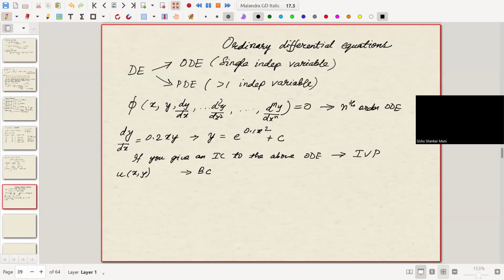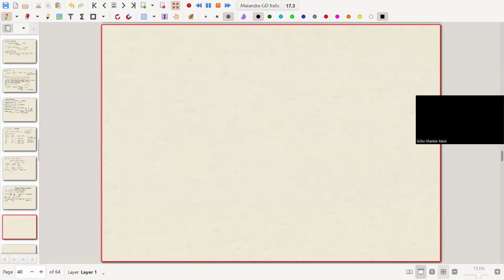Now if you see dy by dx equals 0.2 xy, it is just varying with respect to one variable. So you have an interval. But when you have two variables, it becomes a domain. Therefore you have a boundary condition to it. And if you specify a boundary condition in your problem, that becomes a BVP, boundary value problem. So first we will learn IVP, then we will learn a bit about boundary value problems. Just a tiny bit. All right.